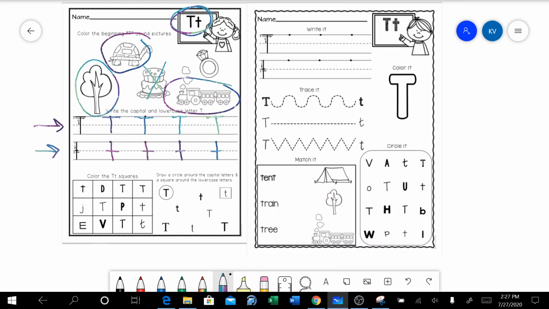And ring. Does ring start with a T, ting? It's not a ting, it's a ring. Ring starts with a R, not a T. So we're going to cross off that ring.